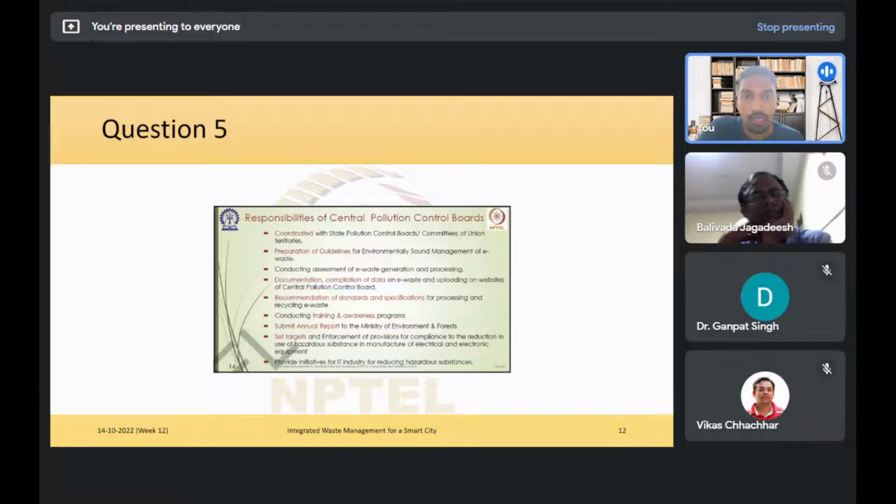So they have to compile all this data and come up with documentations and reports, and then using that they will have to come up with recommendations of standards and specifications, and they will also have to conduct training and awareness programs, and they will be submitting reports to the ministry, right, along with setting targets of when these rules should be implemented, when they should be completed, and so on, and also provide initiatives for IT industries for reducing hazardous substances. So specifically for IT industries, because they are the bulk consumers of electronic products, right? And also they'll be generating a lot of e-waste.